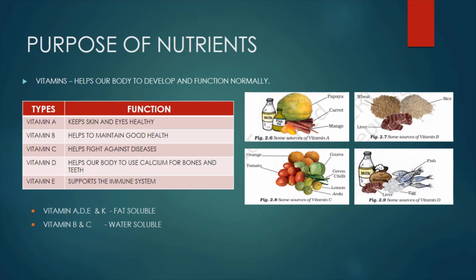Here, vitamins are classified as fat soluble and water soluble. The fat soluble vitamins are vitamin A, D, E and K, whereas the water soluble vitamins are vitamin B and C. For example, water soluble vitamins can be easily dissolved in water.